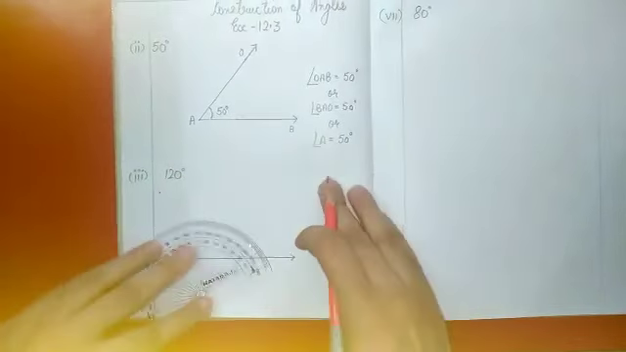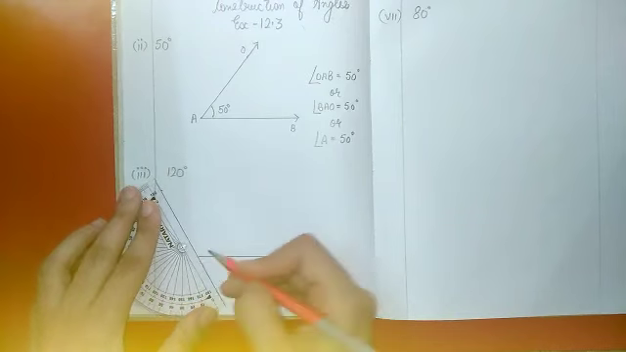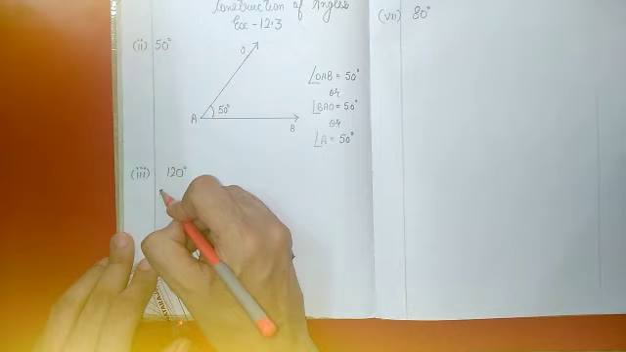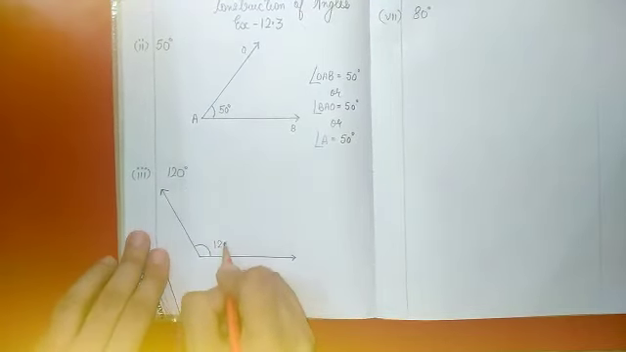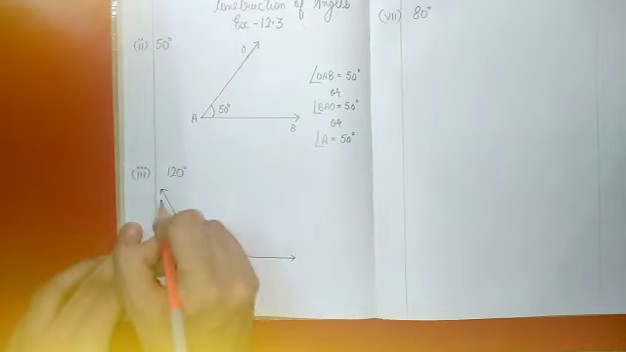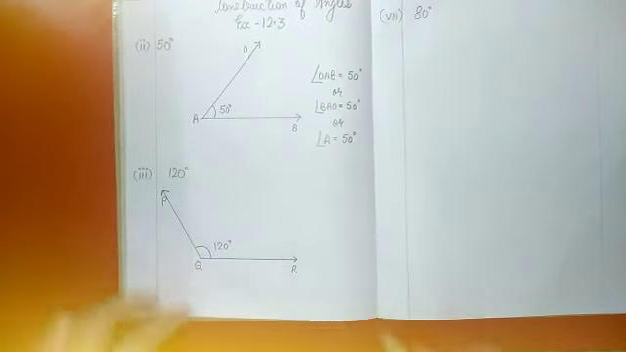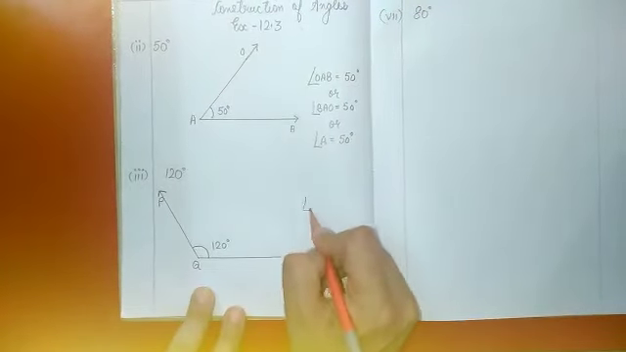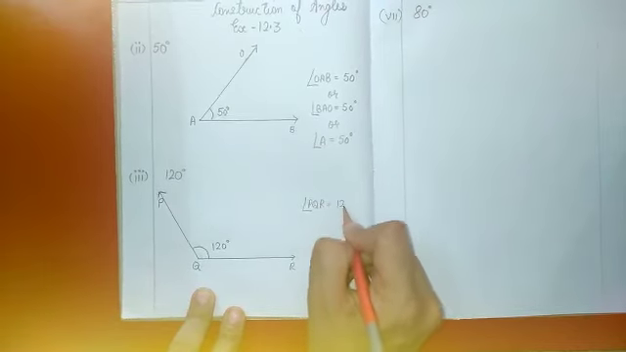Okay, let's remove the protractor. And my last step is that I'm going to join this mark with the initial point of the ray. Yeah. So this is my 120 degree. Let's give it a name. PQR. Naming an angle is very, very important. And also write it like this: this is my angle PQR, which is 120 degree.